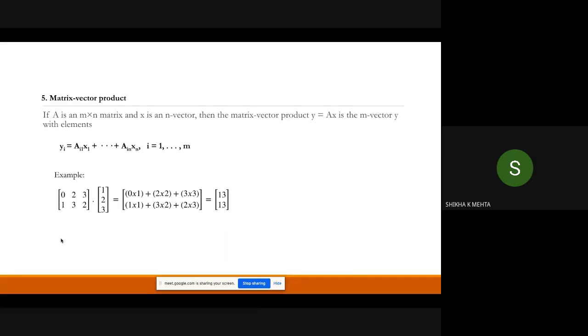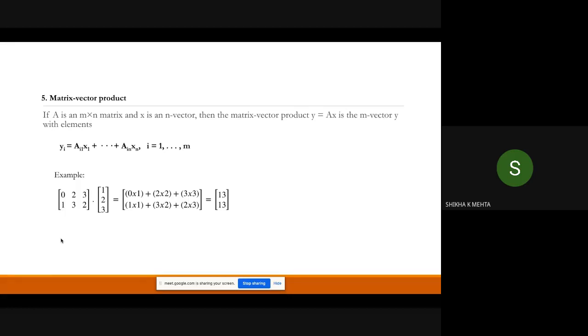Then we have the matrix vector product. We studied vector multiplication, and we studied matrix multiplication. Now we have matrix vector multiplication. You can follow that when we multiply two matrices, the row of the first matrix is multiplied by the column of the second matrix, and then we take the addition. Here we have just one column, so in the new matrix we will get only two rows.